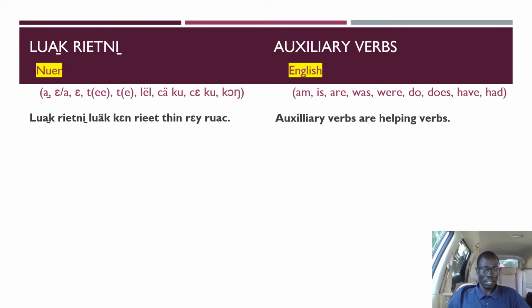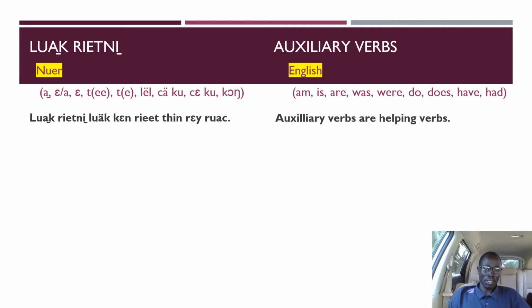Choku, Cheku, and Kong. Those are the helping verbs in Nuer. So in English, it's obvious, you know them: is, are, was, were, do, does, have, and had. So those are the helping verbs that you're going to see in Nuer grammar and you also see in English grammar.